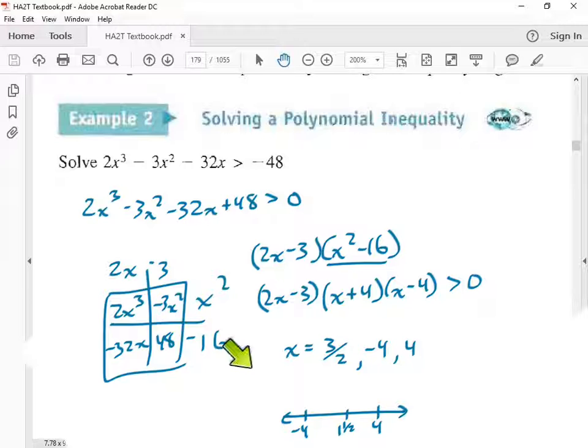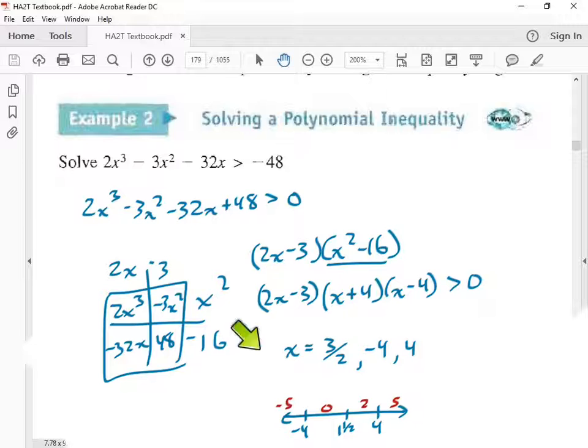So once I get my critical values on there, how many intervals do I have to test? There are 1, 2, 3, 4 intervals. I gotta test all 4 of these intervals. Okay, so give me my numbers that I'm going to test. Let's test negative 5. Let's test 0. Let's test 2, and then 5. Yes, 3 would work, but I chose 2 because 2 is smaller than 3.